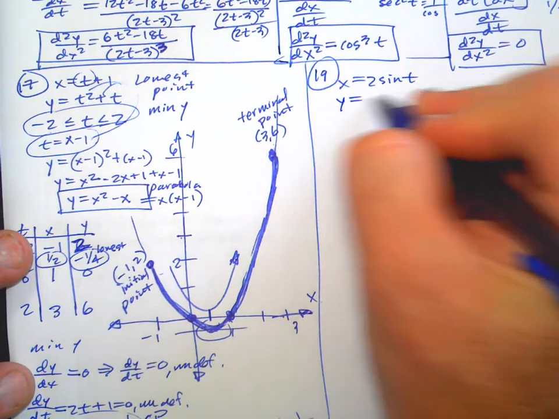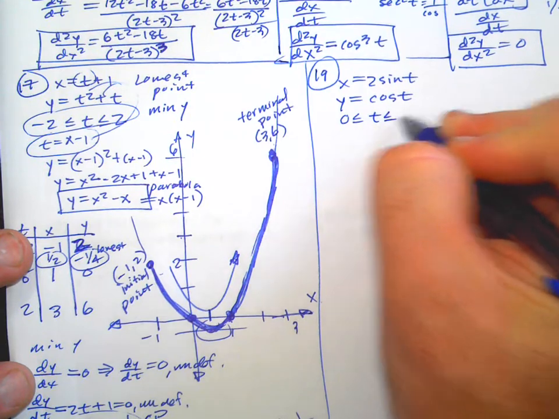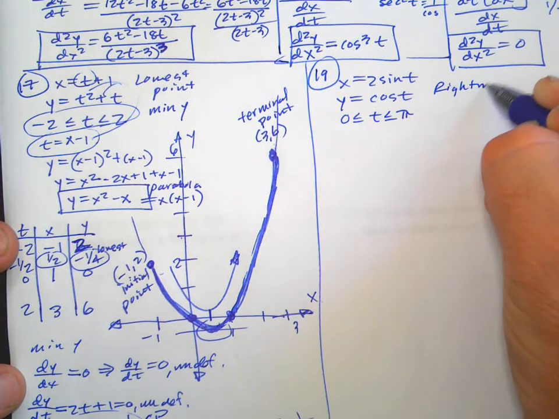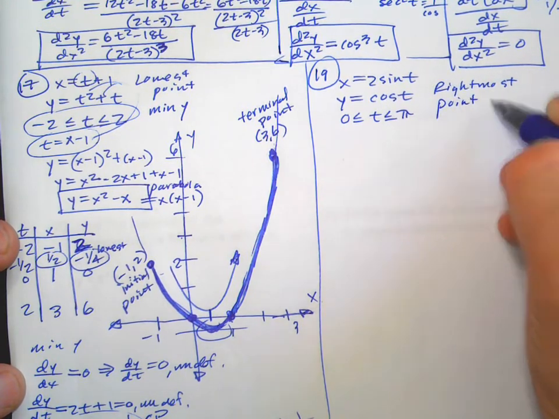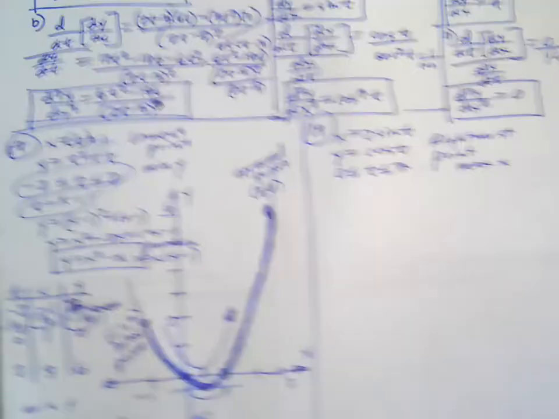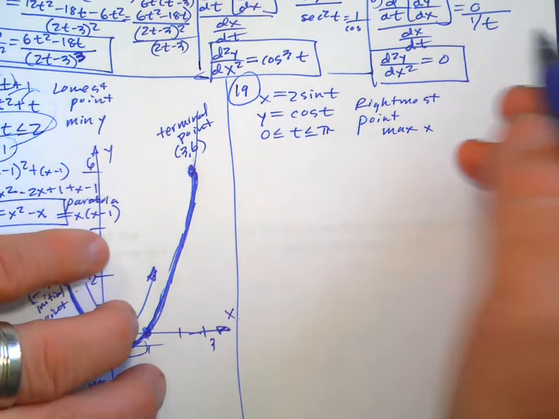x, y, time, 0 to pi. Looking for the rightmost point. Rightmost point, which is max x. Right? It's all about x. Right, left, it's all about x. So let's just try and get our graph first.